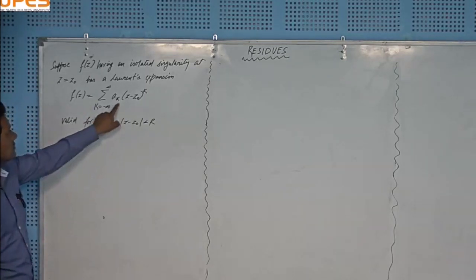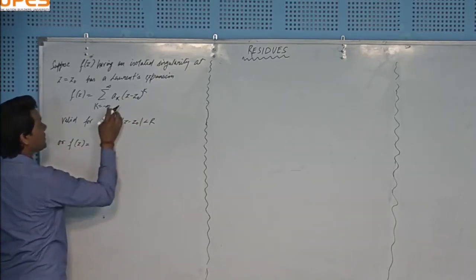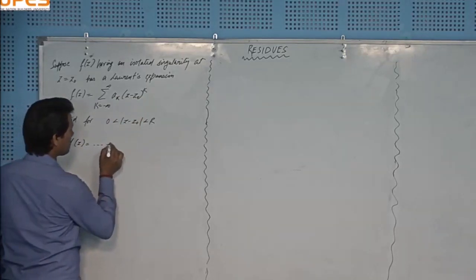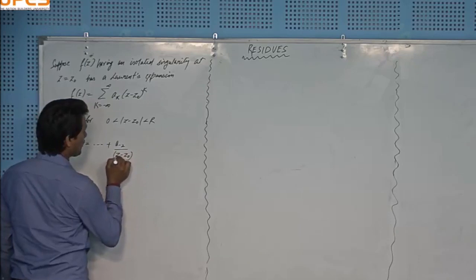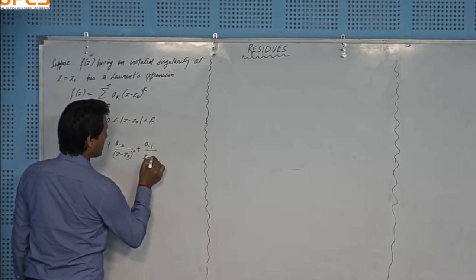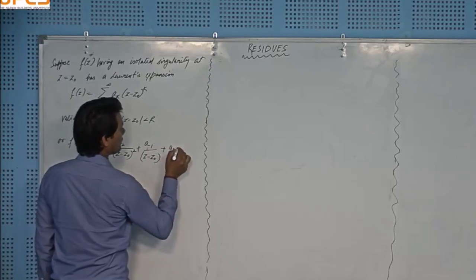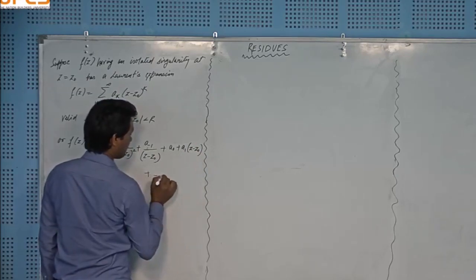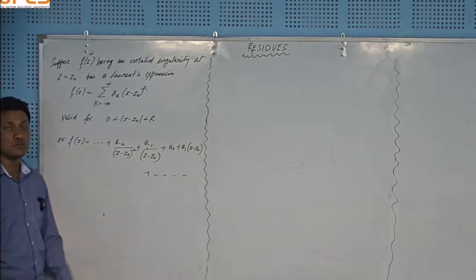And I will just write this series in expanded form. f(z) equal to, since it contains negative as well as positive powers of z minus z naught, writing some of its terms like a minus 2, and we'll be having (z minus z naught) squared in the denominator, and then a minus 1 over (z minus z naught), right? And then the analytic part, a naught plus a 1 (z minus z naught), and so on, right? So this is the Laurent series expansion of f(z) about the point z equal to z naught.